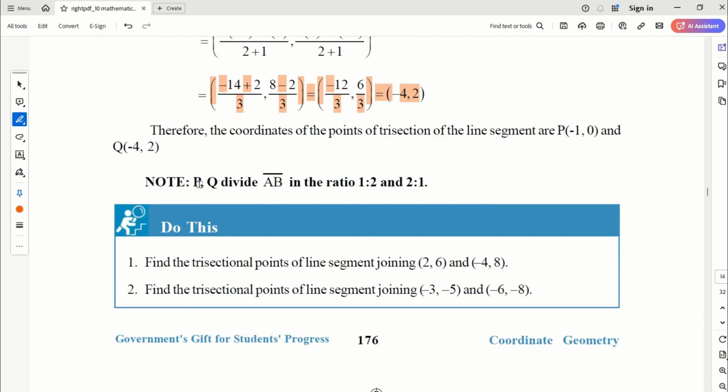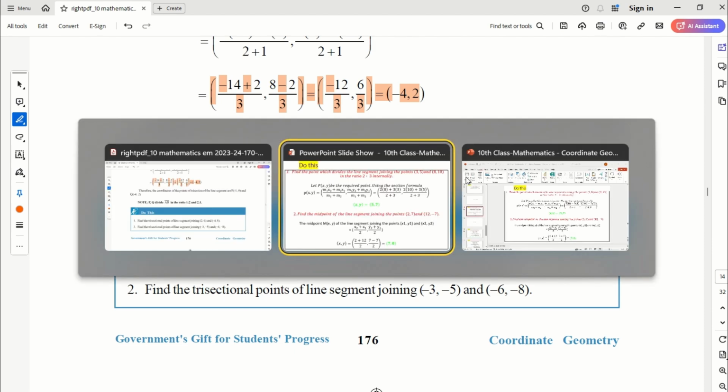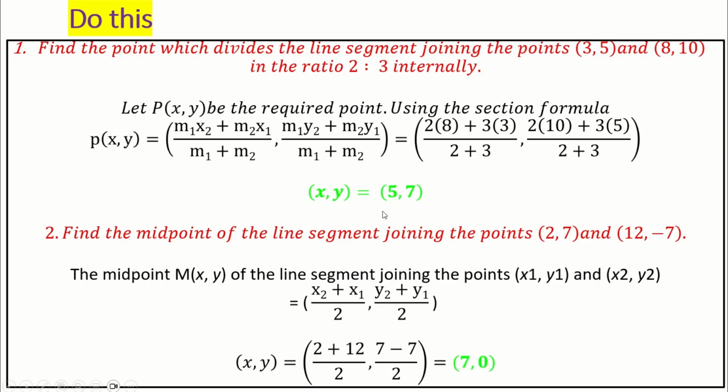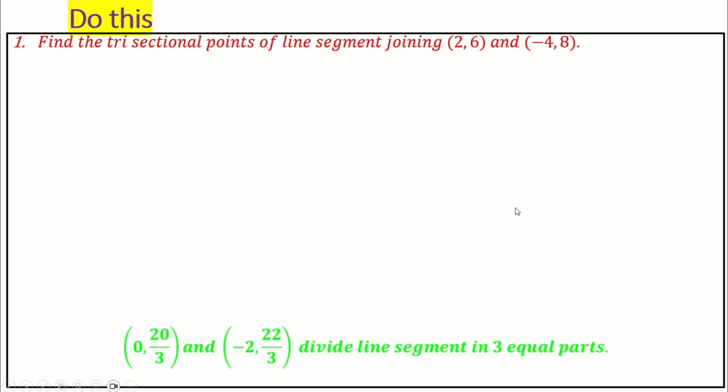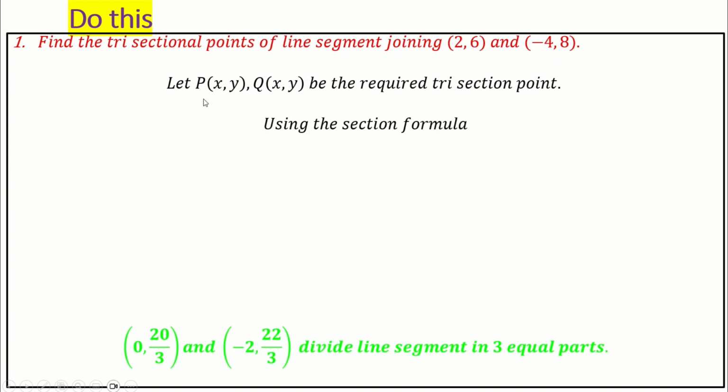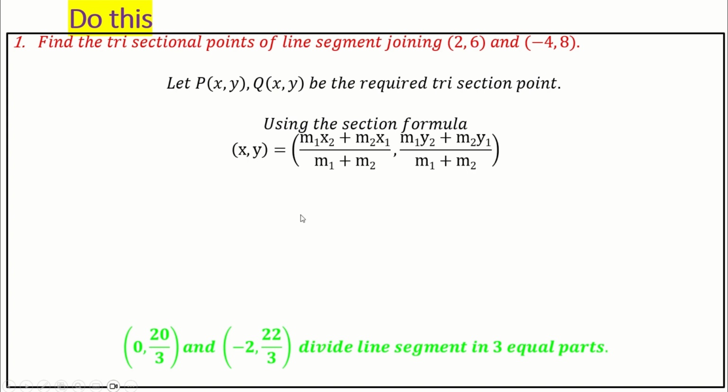Okay. So obviously we understood that PQ divides AB in the ratio of 1 is to 2 and 2 is to 1. Okay. Now let's do this section. Find the trisection points of the line segment joining (2, 6) and (-4, 8). Let P and Q be the two trisection points. Same formula will apply.